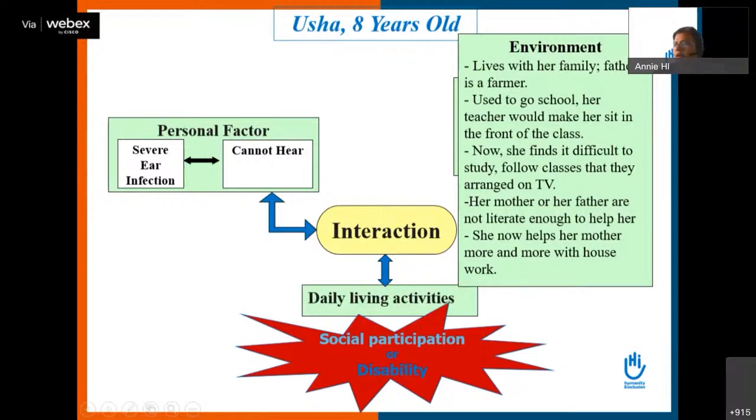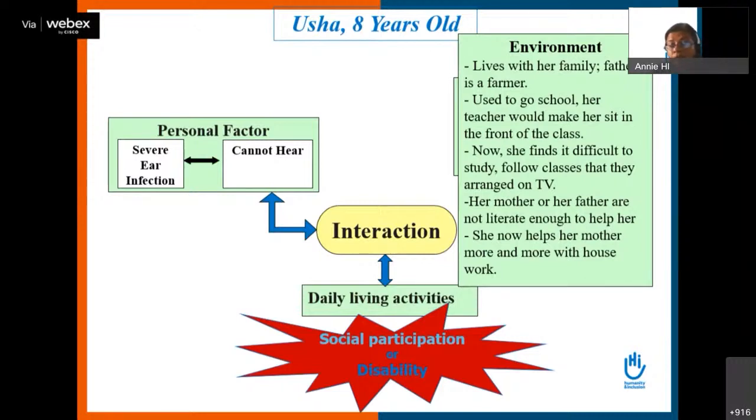She's going to school. But in her school, her teacher makes her sit in front of the class. Why does the teacher make her sit in front of the class? Because she has difficulty hearing, if she's right at the back of the class, she will not be able to learn at all. So the teacher is able to give some sort of individualized attention. But now with COVID and online classes, she's finding it very difficult to study and follow. Some of the classes are happening on TV, but she's not able to follow because it is all coming as verbal. And her parents are not literate enough to really help her.